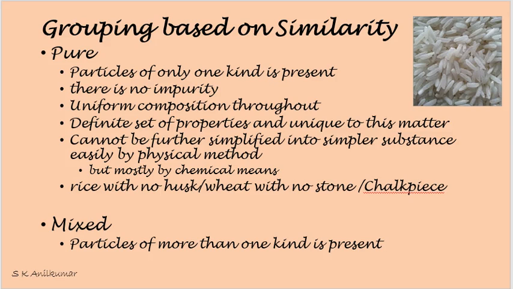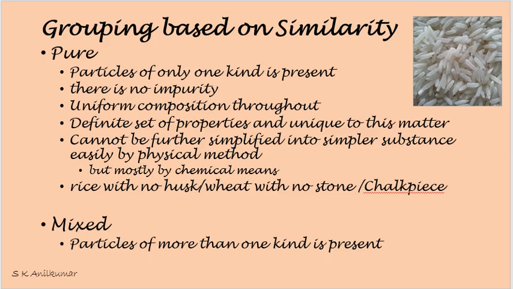Now, based on similarity, what is a pure substance? Particles of only one kind. There is no impurity, so there is only one kind of particle. It is of uniform composition throughout. A definite set of properties is there for that particle, unique to this matter. It cannot be easily simplified into simpler substances by physical methods.